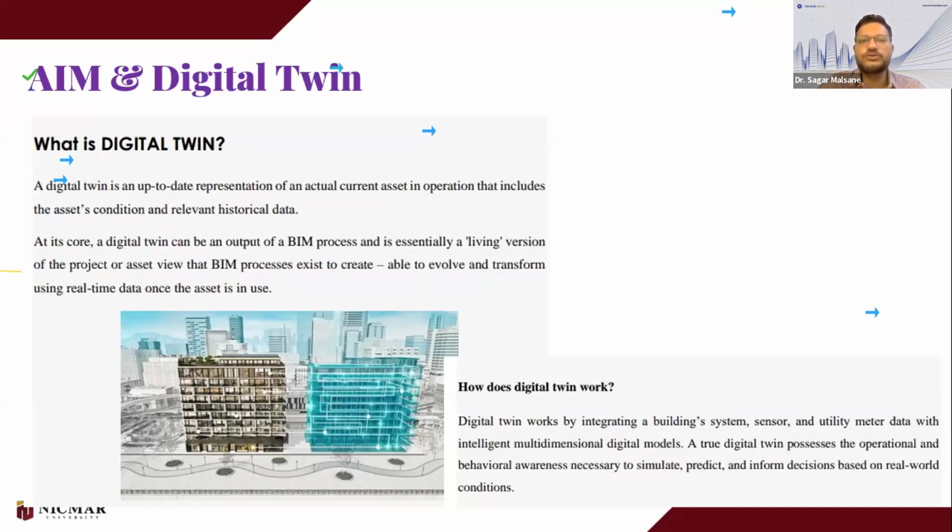And your built form becomes dynamic, because your built form is now undergoing a lot of changes. There is a lot of energy consumption happening.